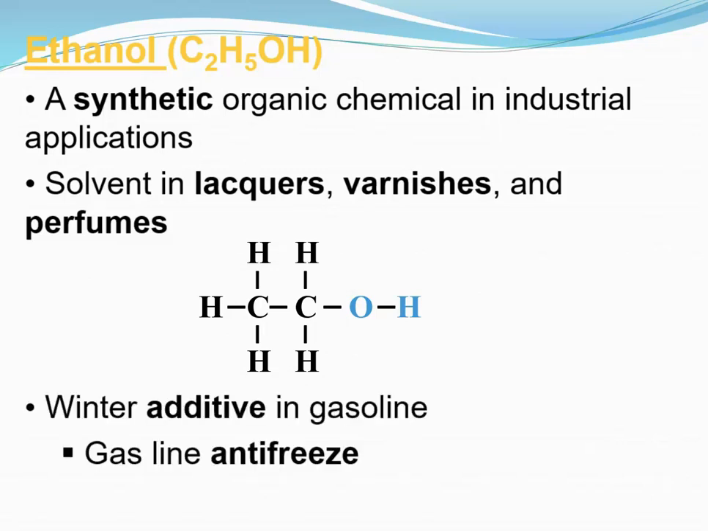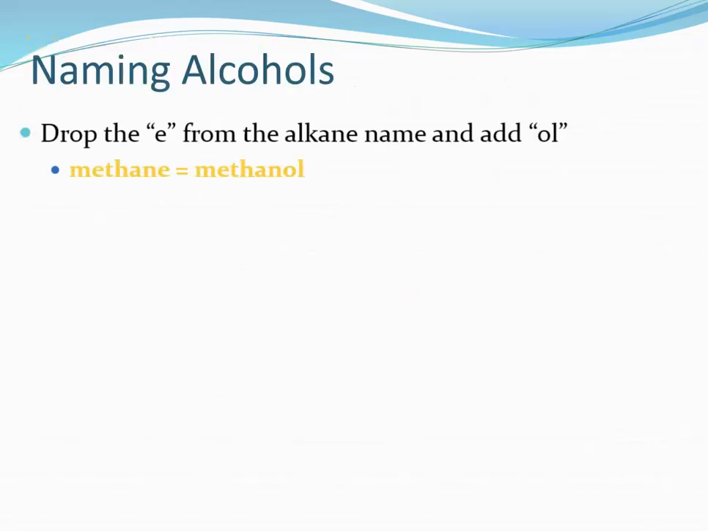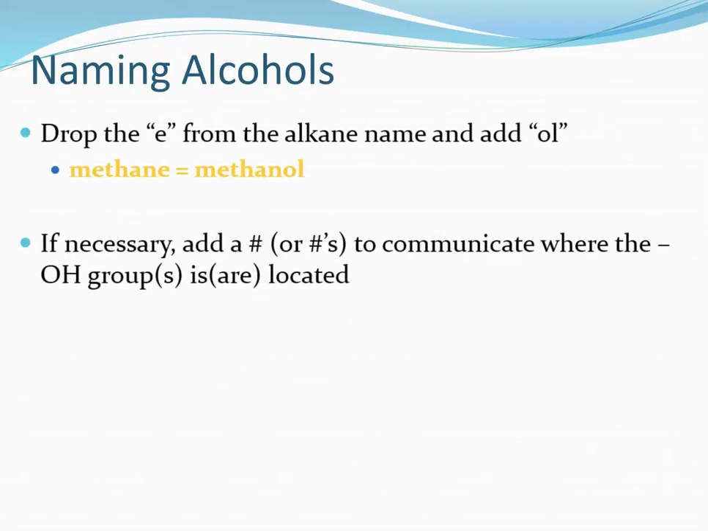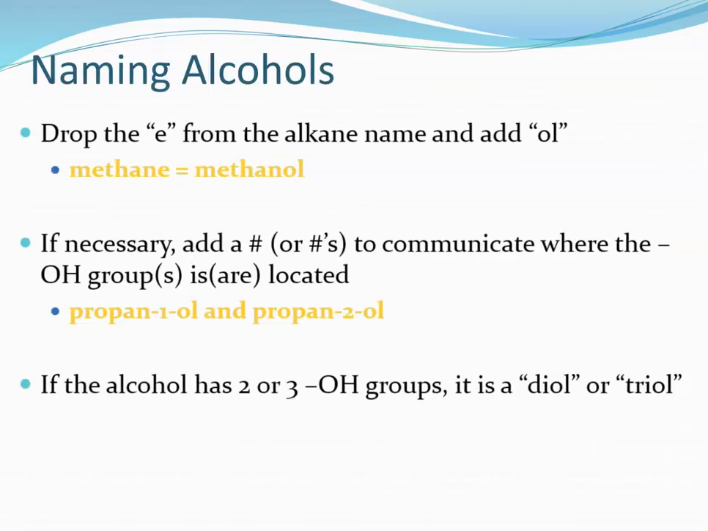When naming alcohols, drop the E from the alkane name and add OL. Numbers should be added when necessary to specify the location of the hydroxyl group. If alcohols have multiple hydroxyl groups, they become diols or triols depending on the number of alcohol functional groups.